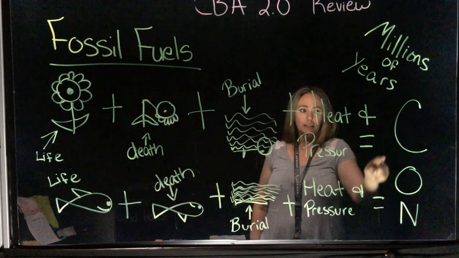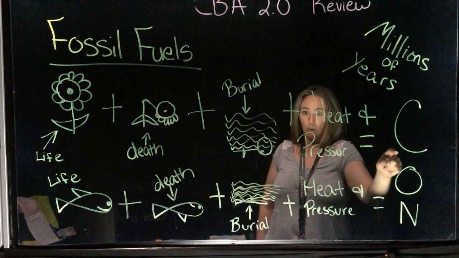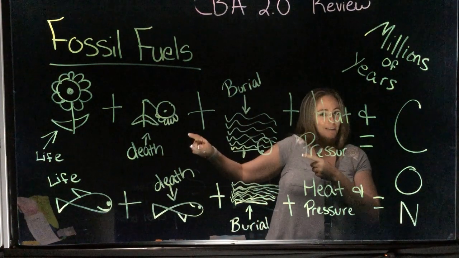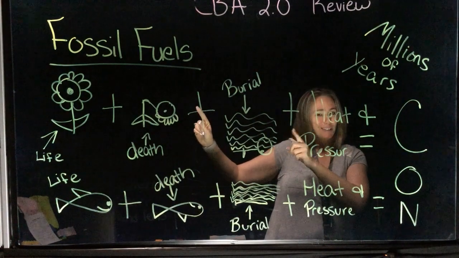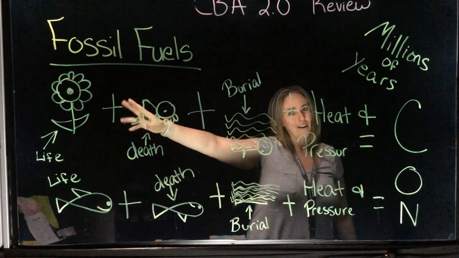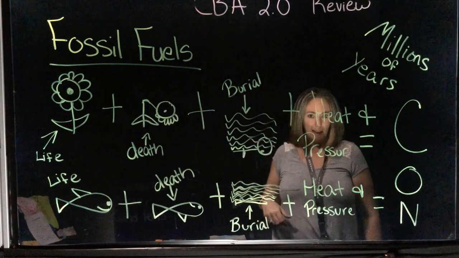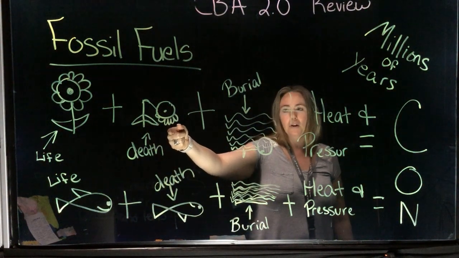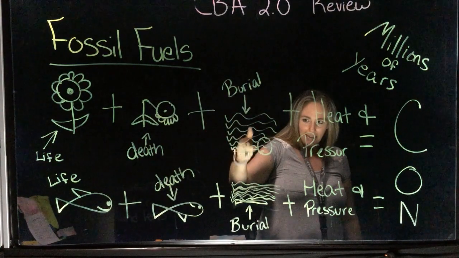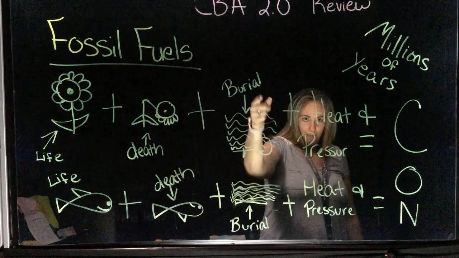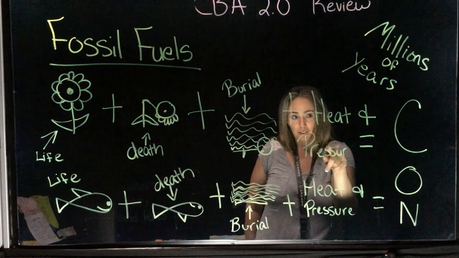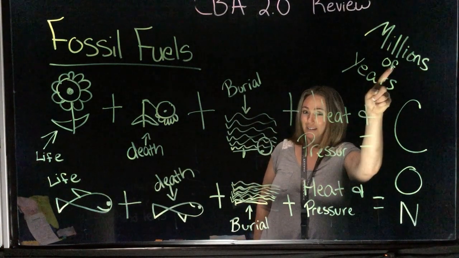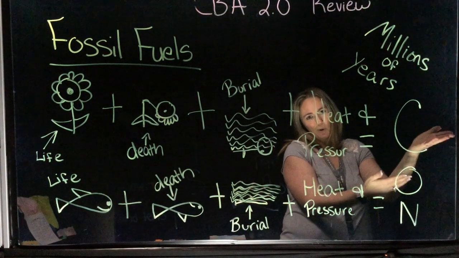In order to make the C, just the C, coal, the plant has to be alive once in a time. So we got a little plant, got a little flower here. He's all happy, he's all cute, and okay. But then he has to eventually die. Plus, then he's got to get buried. Plus, you need a lot of heat and pressure. And don't forget your millions of years. And then you finally get coal.